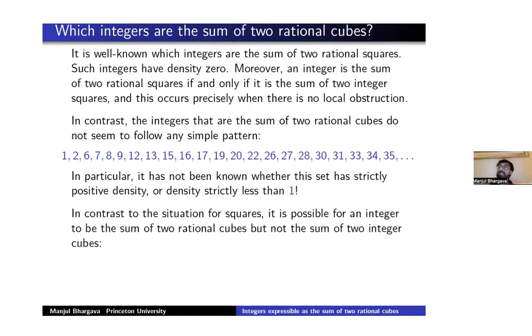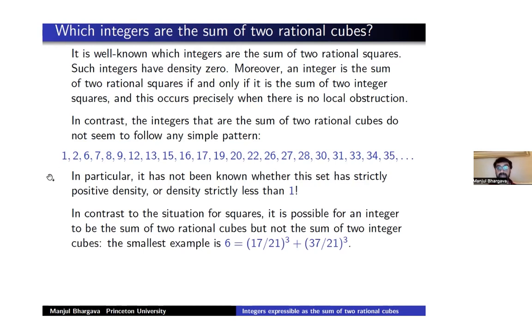And in contrast to the situation for squares, it is actually possible for an integer to be the sum of two rational cubes, but not the sum of two integer cubes. The smallest example being 6. So 6, you can easily see, is not the sum of two integer cubes, but it is the sum of two rational cubes, namely 6 is 17 over 21 cubed plus 37 over 21 cubed.